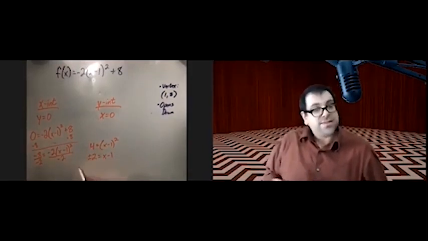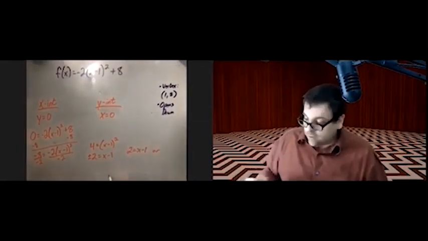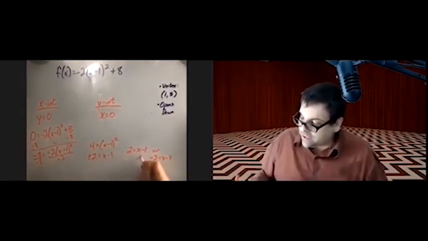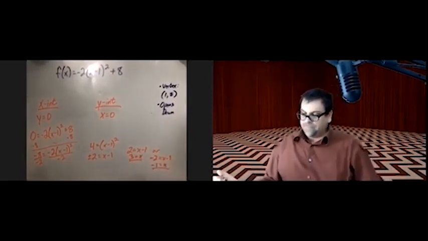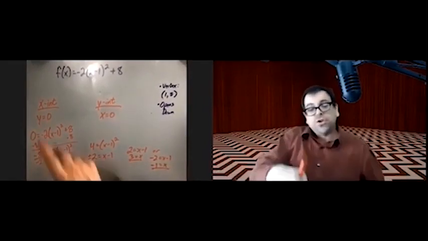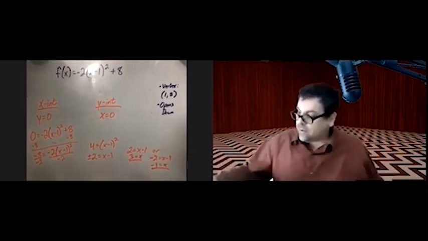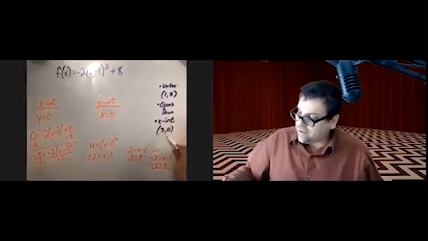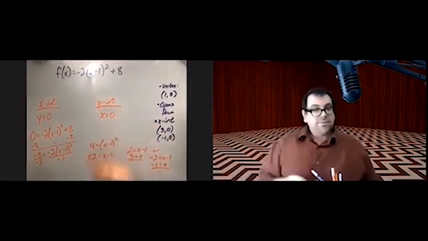So since we have plus or minus 2, that's two equations we have now. Plus 2 equals x minus 1. Or minus 2 equals x minus 1. Add 1 to both sides, we get x equals positive 3. Add 1 to both sides, we get x equals negative 2 plus 1. It's negative 1. So we have two x-intercepts. The x-intercepts we found are the points 3, 0 and negative 1, 0. We still have to find the y-intercept.